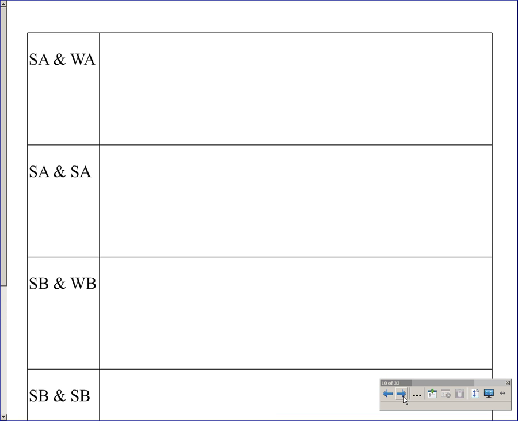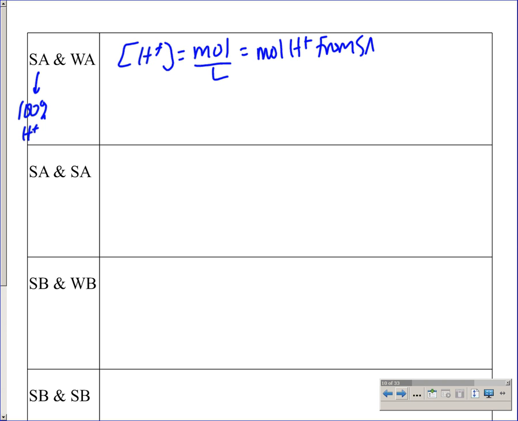So if you have a strong acid and a weak acid, the strong acid gives 100% H pluses as to whatever the concentration of the strong acid is. So take your molarity of your strong acid, which is moles per liter. So that'll be moles of H plus from your strong acid over the liters that the entire solution exists in.